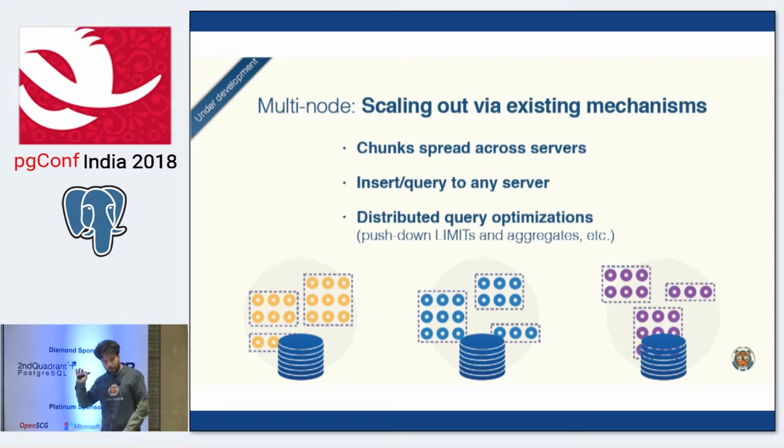And if you squint hard enough, you could replace these disks at the bottom with actual nodes, and you could imagine how this would work in a scale-out environment. We don't yet have this. Right now, we are a single node database, just like plain Postgres, but this is in active development right now, where we would allow you to spread your chunks across various nodes in order to scale out.